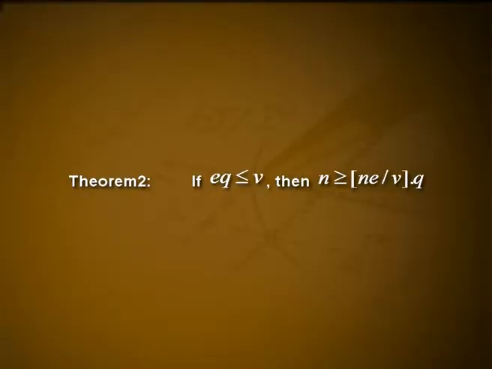Theorem 2 is like this: if E times q is less than or equal to V, then n is greater than or equal to nE/V times q. Let us see the proof.